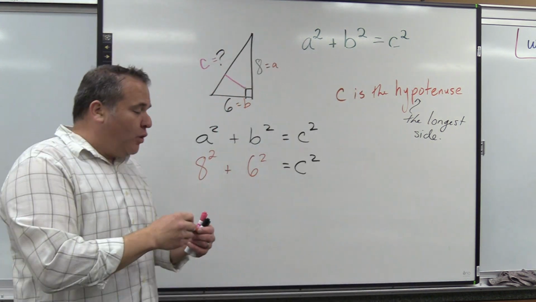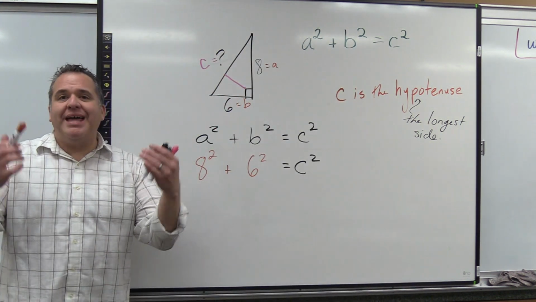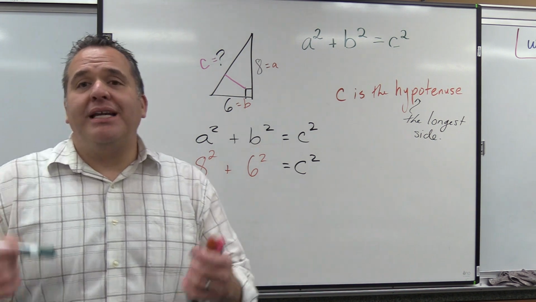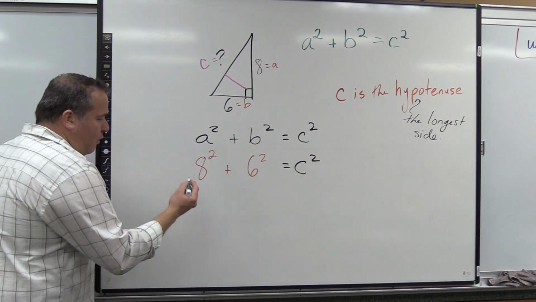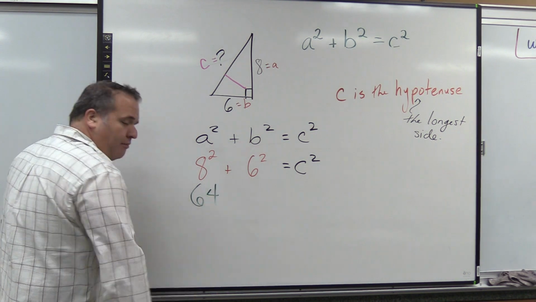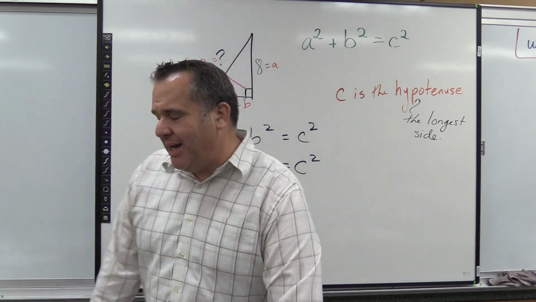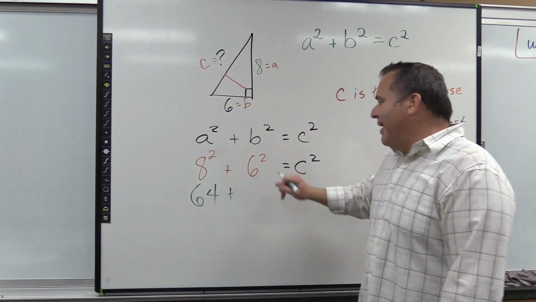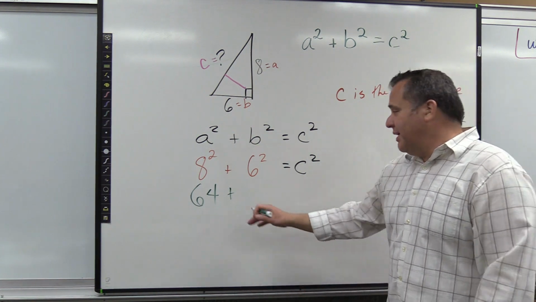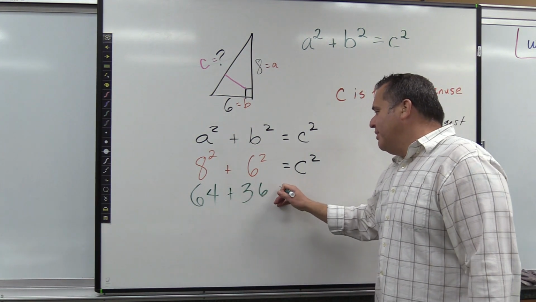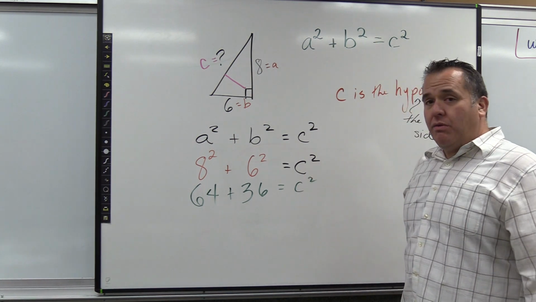All right? So if we look, 8 to the second power, that is 8 times 8. 8 times 8 is 64. So I'm going to put a 64 right here. Look at this. Boom. 64. Plus. Now I got 6 squared. 6 times 6, 36. Put that down here. And that's all going to equal C squared. We don't know what C is yet.